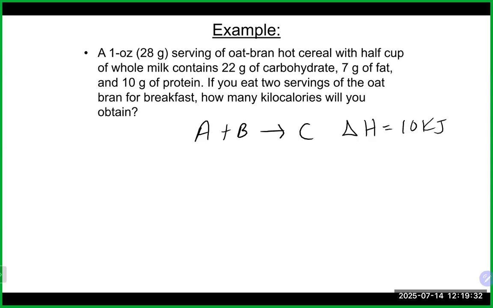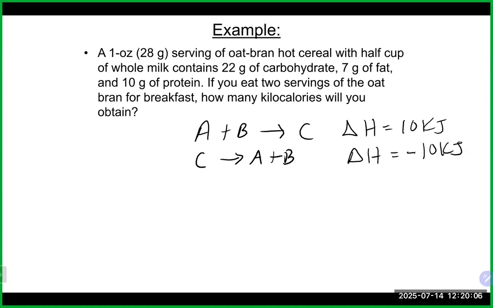When we manipulate this equation, it does affect the delta H value. So for example, if we wanted to reverse this reaction, that would give us C goes to A plus B. And what that does to the delta H value is it actually changes the sign. So instead of positive 10 kilojoules, this then would become basically negative 10 kilojoules. And the idea behind that is when we calculate delta H is products minus reactants. So when you reverse the reaction, your products become your reactants, reactants become your products.